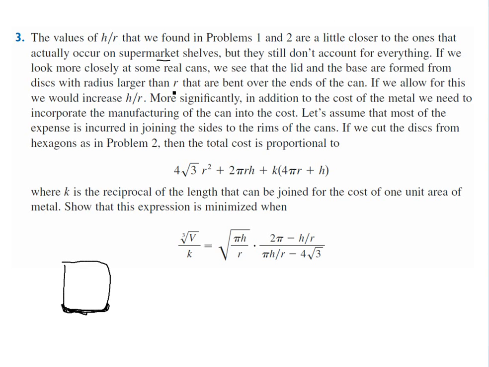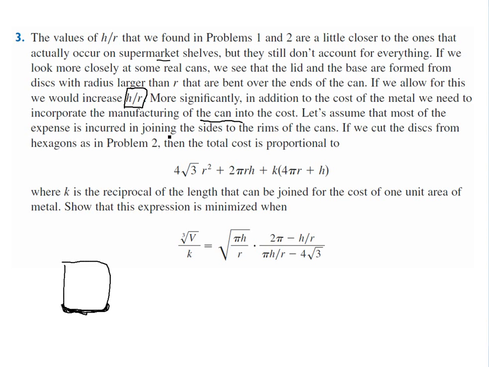So you write that down. You start with a bigger circle and wrap it around the can here. This is how they usually do it in the supermarket in real life. But if we allow for this, we would increase h over r because we're going to have more waste material here. More significantly, in addition to the cost of metal, we need to incorporate the manufacturing of the can into the cost. Cutting it from the hexagons and other circles is a bit harder, so you might have a higher cost of manufacturing, so that's why they would do this.